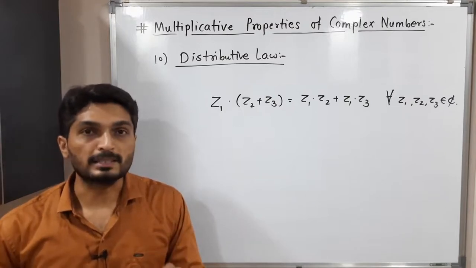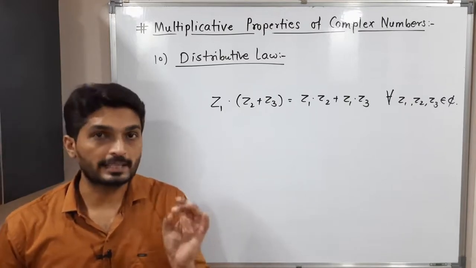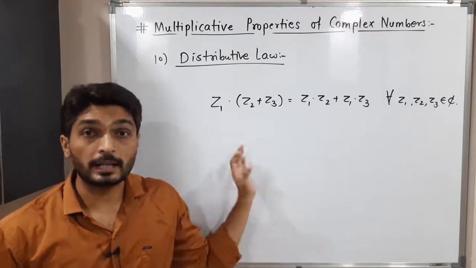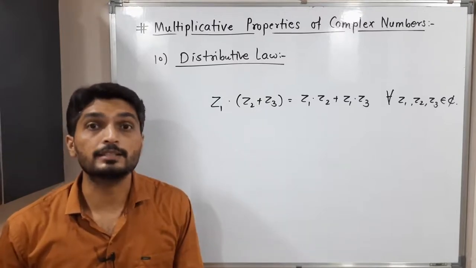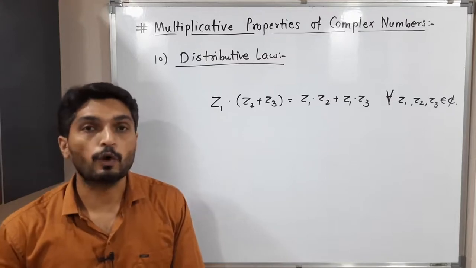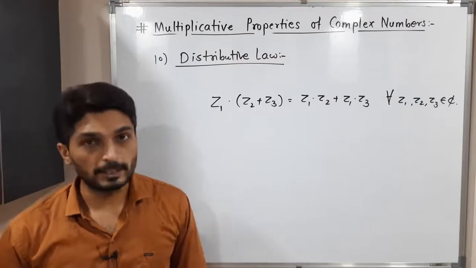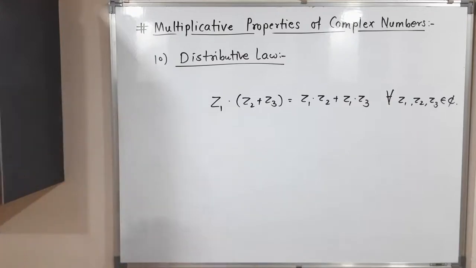So the set of complex numbers with complex addition and complex multiplication satisfies all these 10 properties. So that's why we say it's a field. The set of complex numbers is a field with respect to complex addition and complex multiplication. Make a screenshot of it, then we will stop.